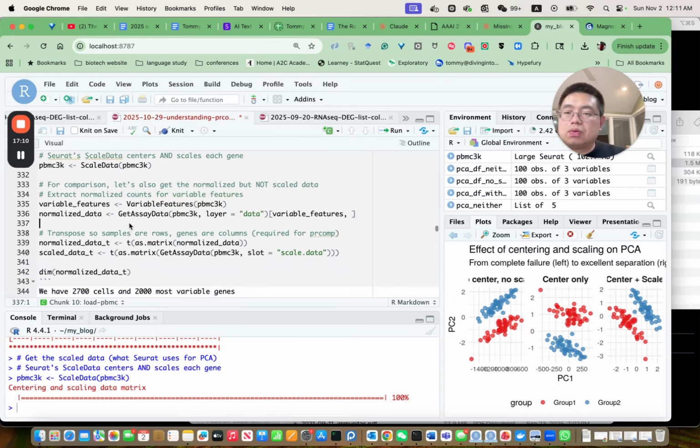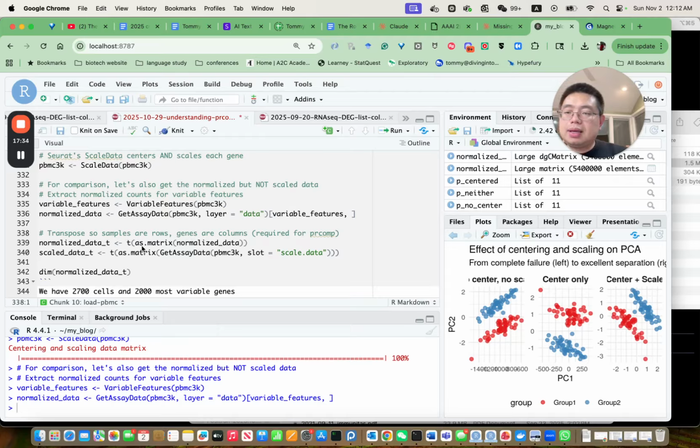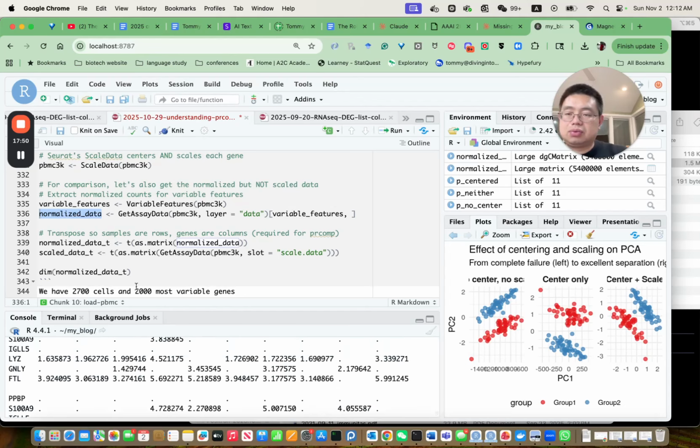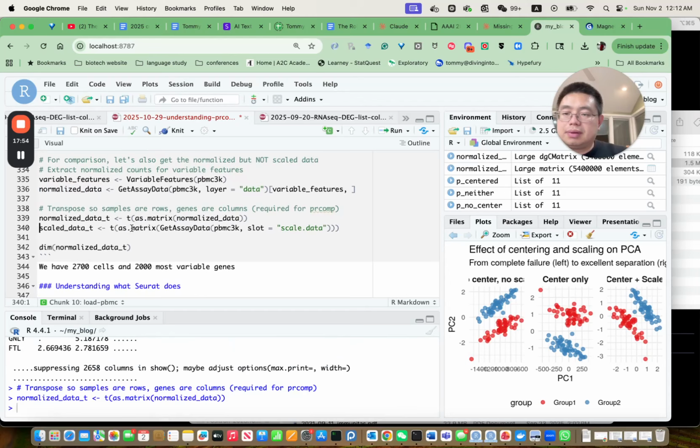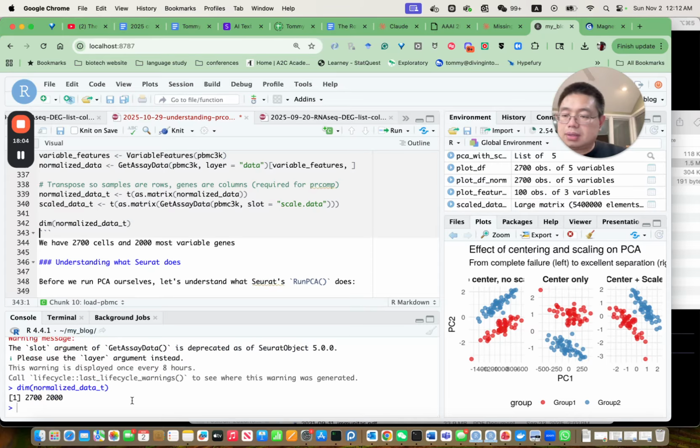For comparison, let's also get the normalized but not scaled data. We can extract the normalized counts for the variable features using GetAssayData. The data layer will contain the log normalized data but no scaling. Let's do that. And remember, prcomp requires rows to be samples and columns to be features, so we have to transpose that matrix. In this normalized data, rows are genes and columns are cells, so we should transpose it. We can also transpose the scaled data as well. If you look at the dimension, it's 2,700 cells and 2,000 genes here.